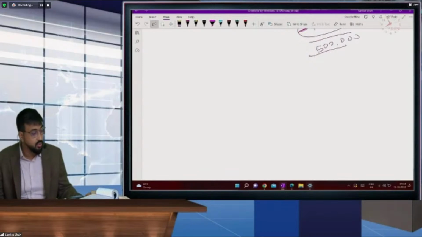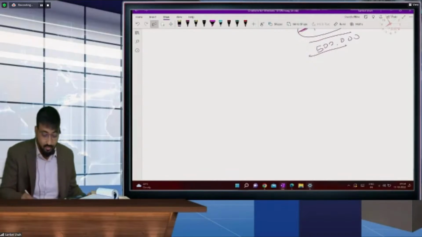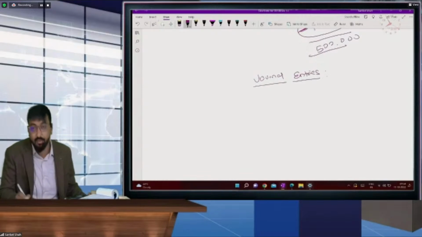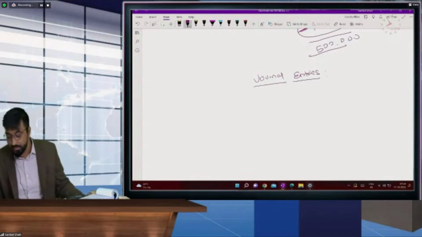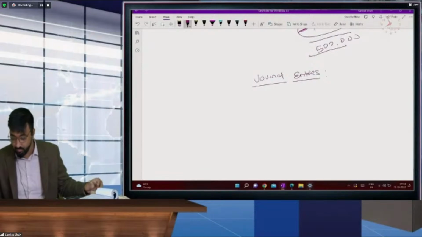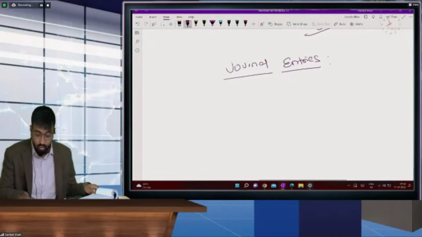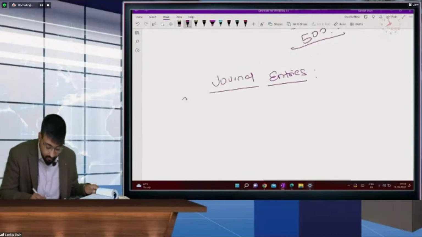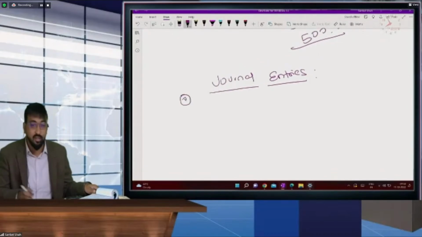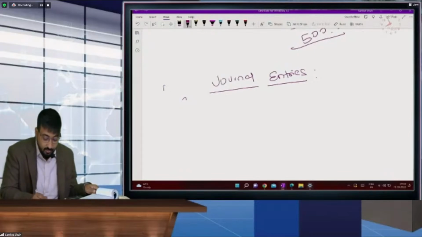Let's move to the next concept now, journal entries, before the break. After the break we are going to solve past examination questions and illustration number 9. Okay, so journal entries. Yes, can you write journal entries for me? Yes beta. Concept number 4.